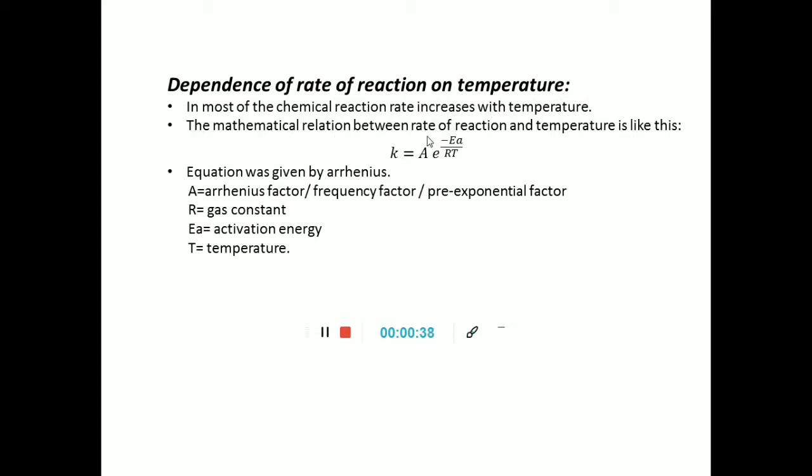The mathematical relation between rate of reaction and temperature is like this. K is equal to A into e raised to minus EA by RT. This equation was given by scientist Arrhenius, where A is the Arrhenius factor or frequency factor or pre-exponential factor, R is the gas constant, EA is the activation energy, and T is temperature.